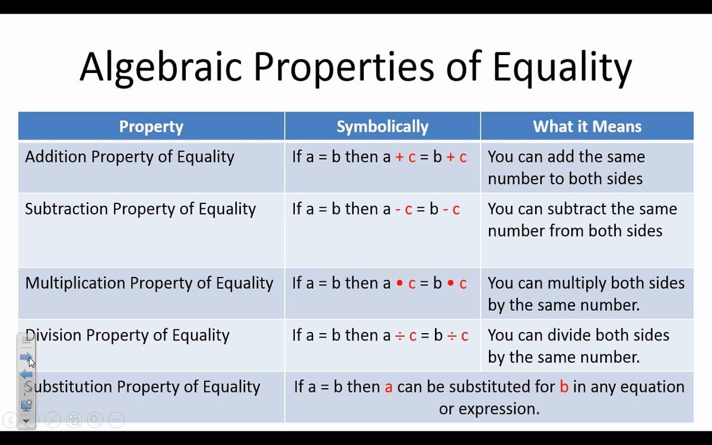The subtraction property of equality from algebra said that if A equals B, then A minus C equals B minus C. So again, you can subtract the same number from both sides of the equation. Multiplication property of equality says that if A equals B, then A times C equals B times C. So you can multiply both sides of the equation by the same number.